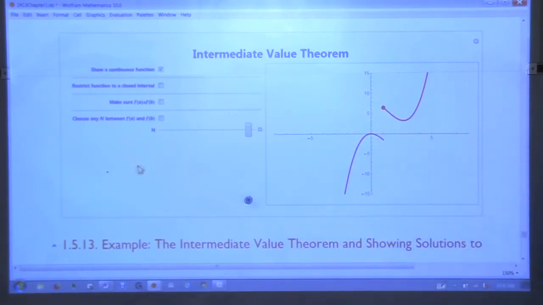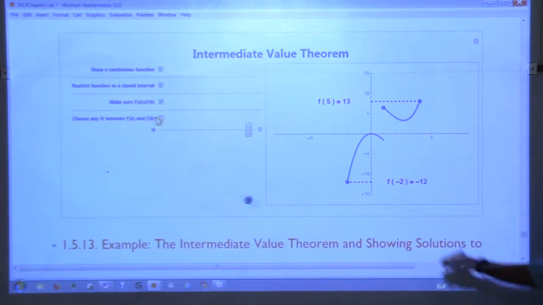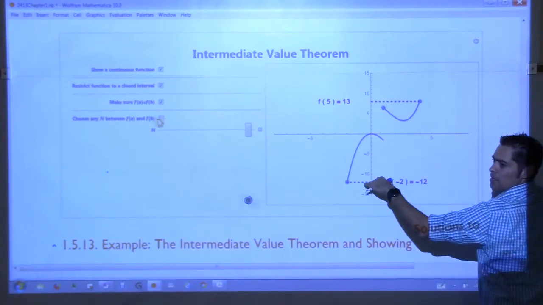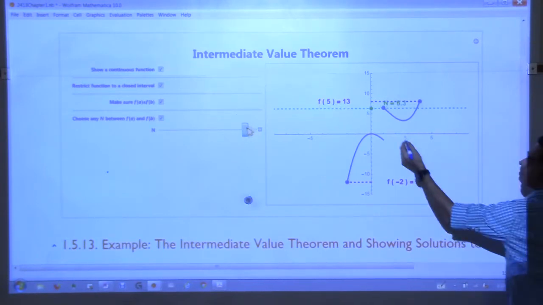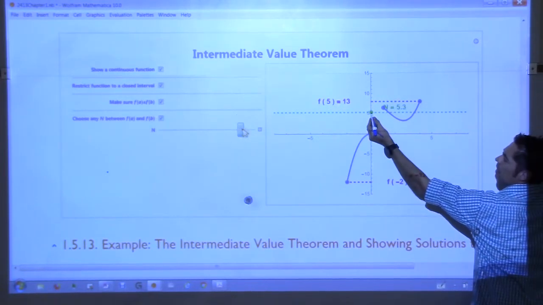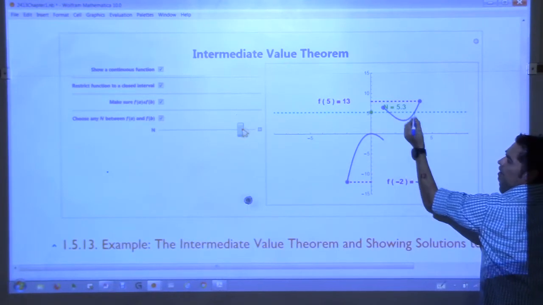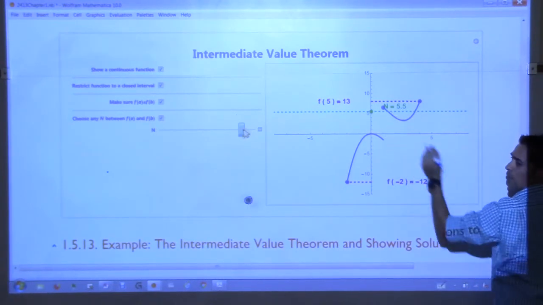So watch me do the same thing. I restrict it to a closed interval. I make sure the two endpoints are different. They are, right? And then I try and choose a value of n in between. So do you notice that right here, if I choose this value of n, I'm going to have somewhere on the graph where I'm getting that output, yes?